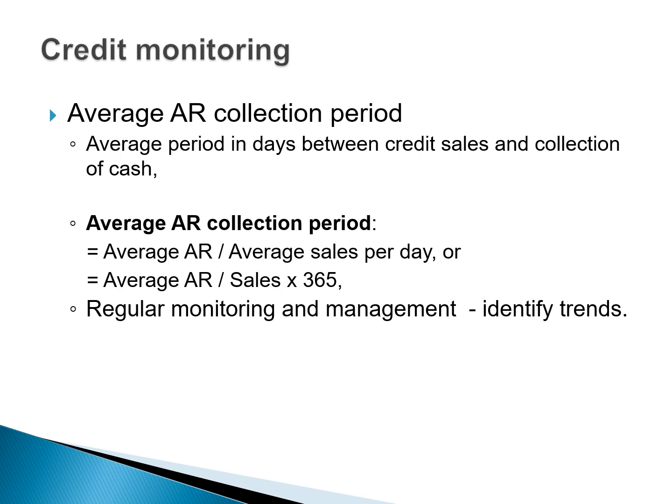The average accounts receivable collection period can be calculated in two ways. First one is the average AR divided by the average sales per day, or alternatively the average AR divided by sales multiplied by 365 gives us the average collection period for the accounts receivable.